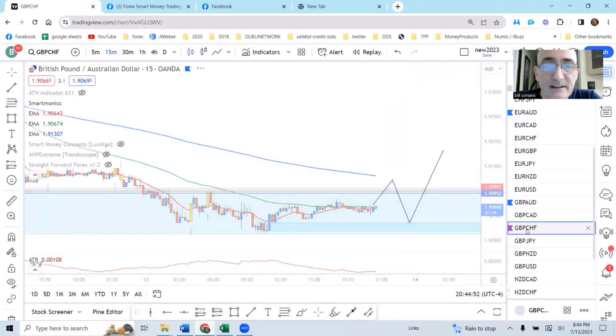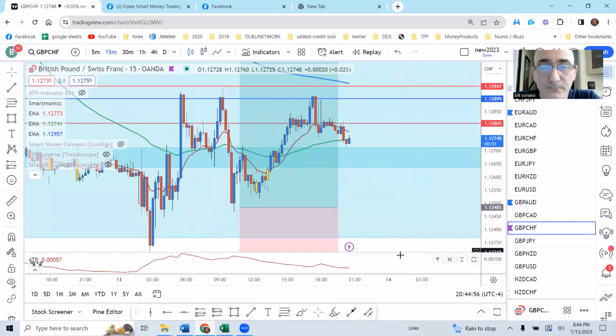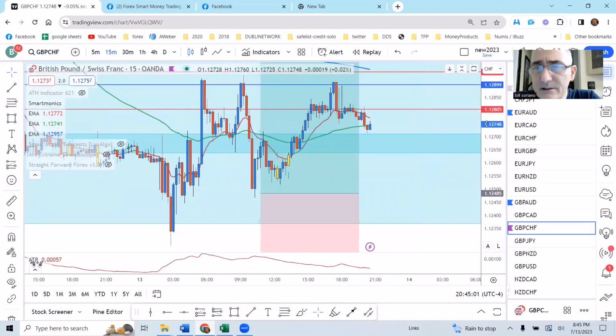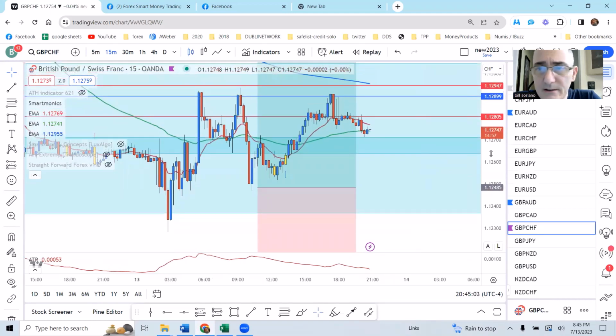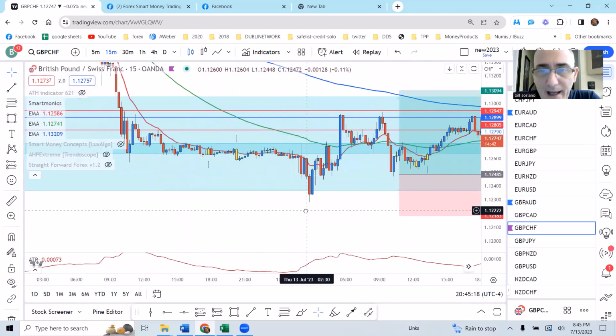Let's go to GBP CHF. So this is a current trade right now. Basically we had two order blocks that got combined together here. Price moved down, hit the first order block, went through it, and then we identified a second order block right below it, which is why this area is so big here, right?